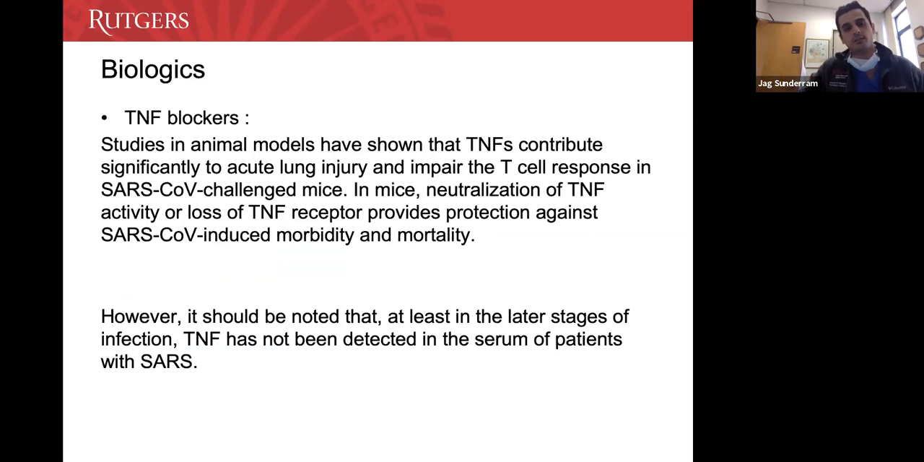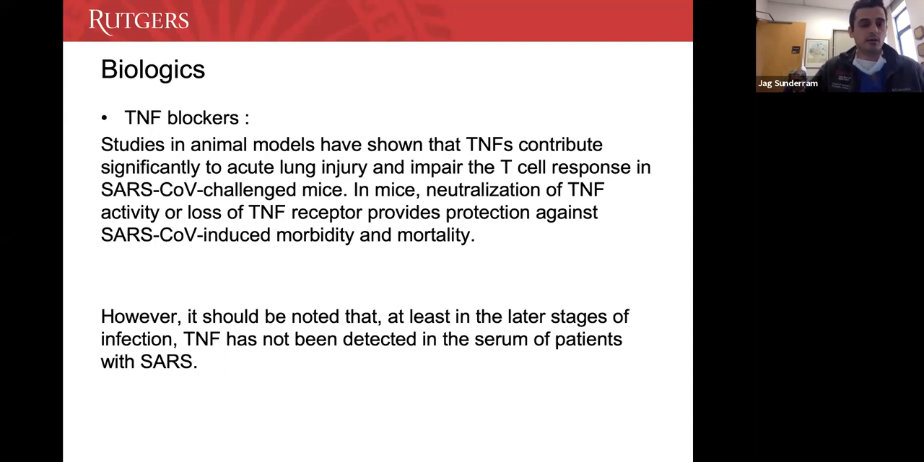From a biologic standpoint, TNF blockers: we know that TNF-alpha plays a role in the inflammation for patients with COVID-19 infection. And we know that in mice, if you block the TNF receptors, you provide protection against the morbidity and mortality induced by this virus. But just keep in mind that in the later stages of infection, TNF-alpha has not been detected in the serum of patients with SARS.